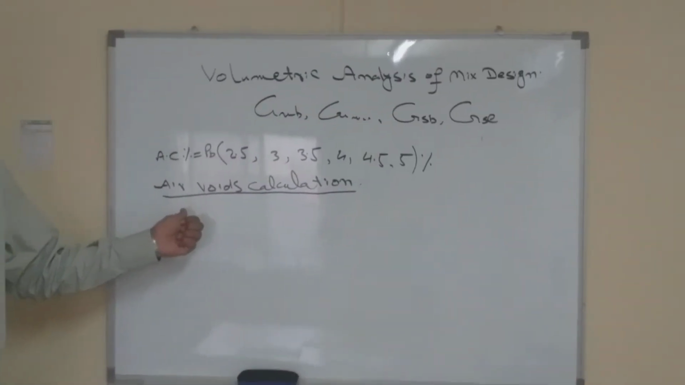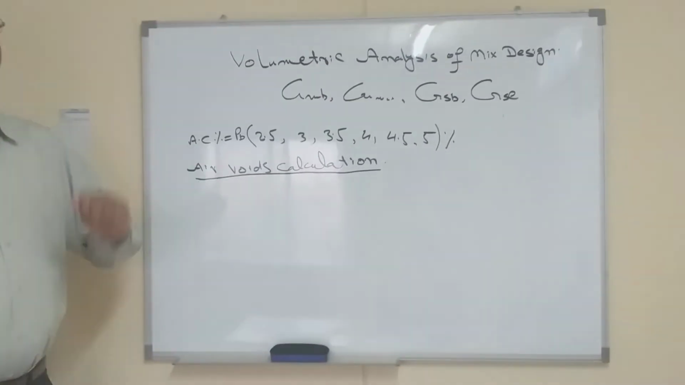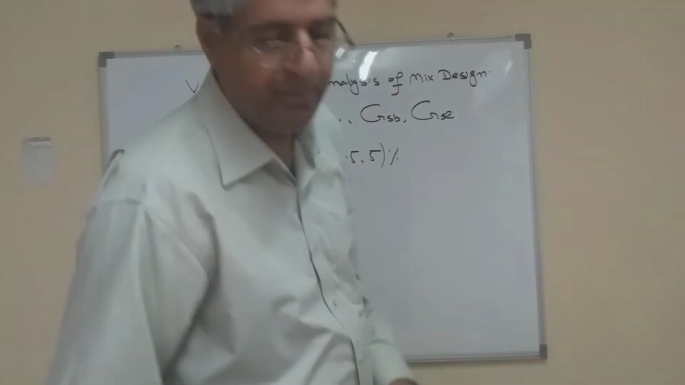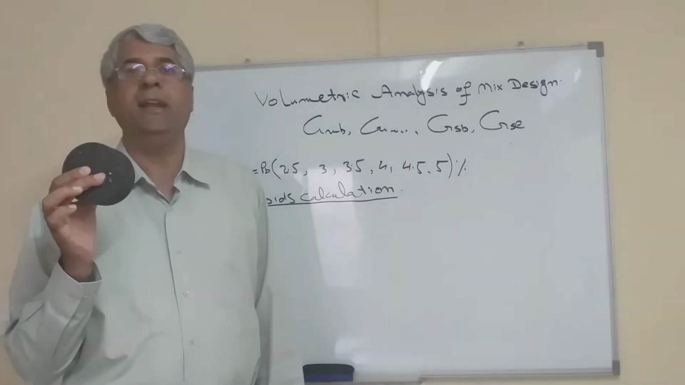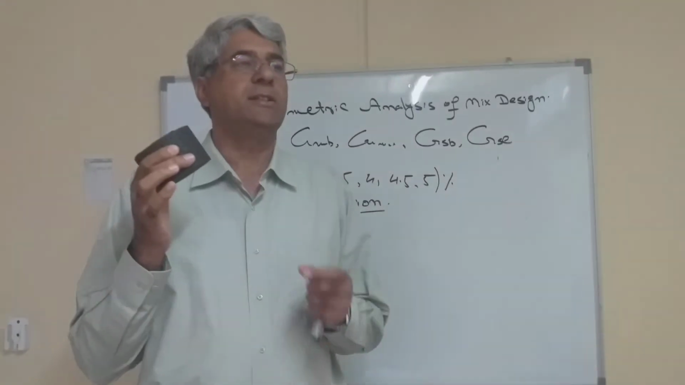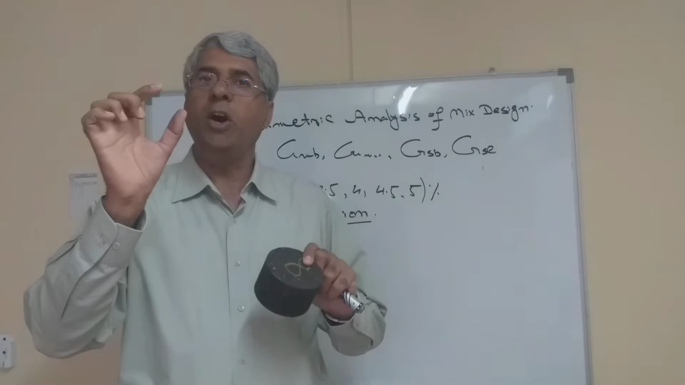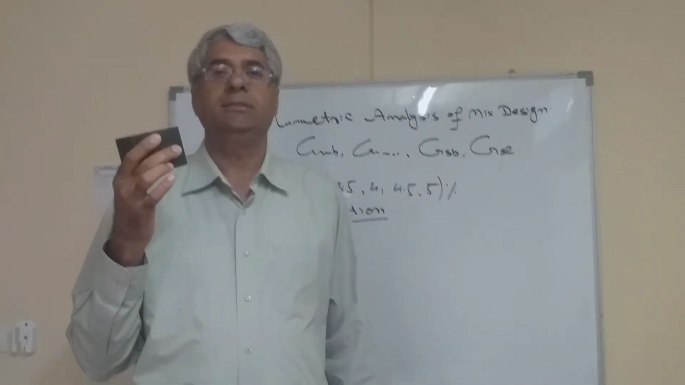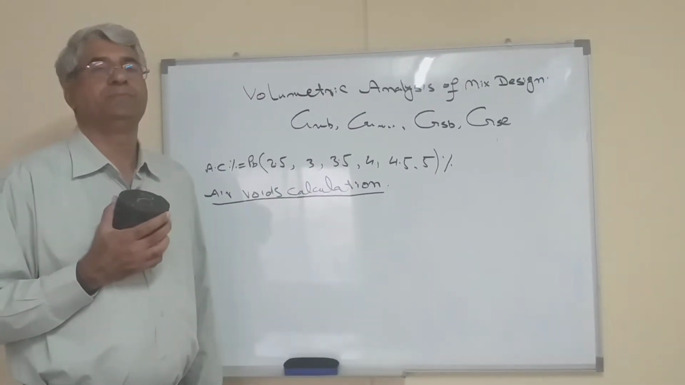Okay. Now the next part after the bitumen absorption is the air void calculation. Now the question is, what is the air void? Keep this in mind. This is the compacted Marshall specimen in my hand. This Marshall specimen is composed of 3 parts: aggregate, bitumen and air. That small pocket of air which is inside this specimen is known as the air voids.